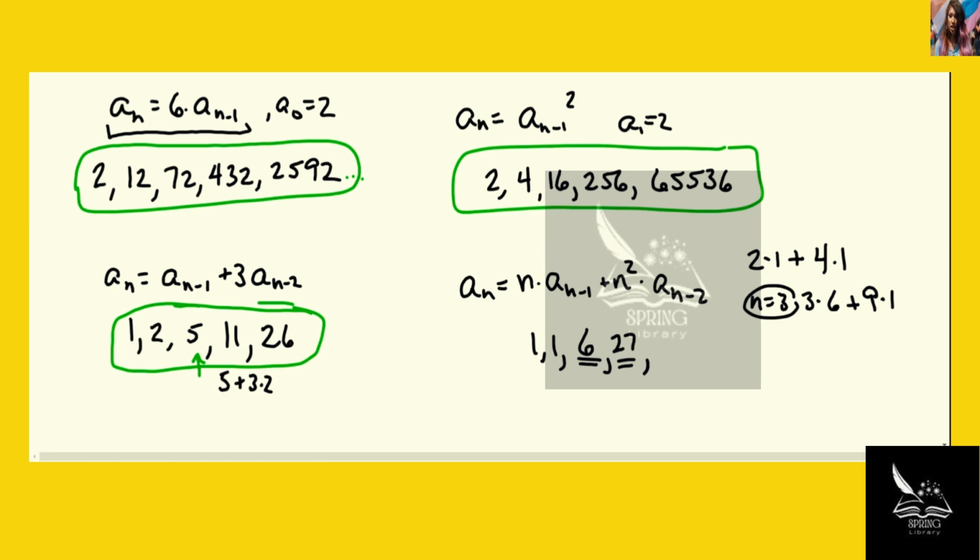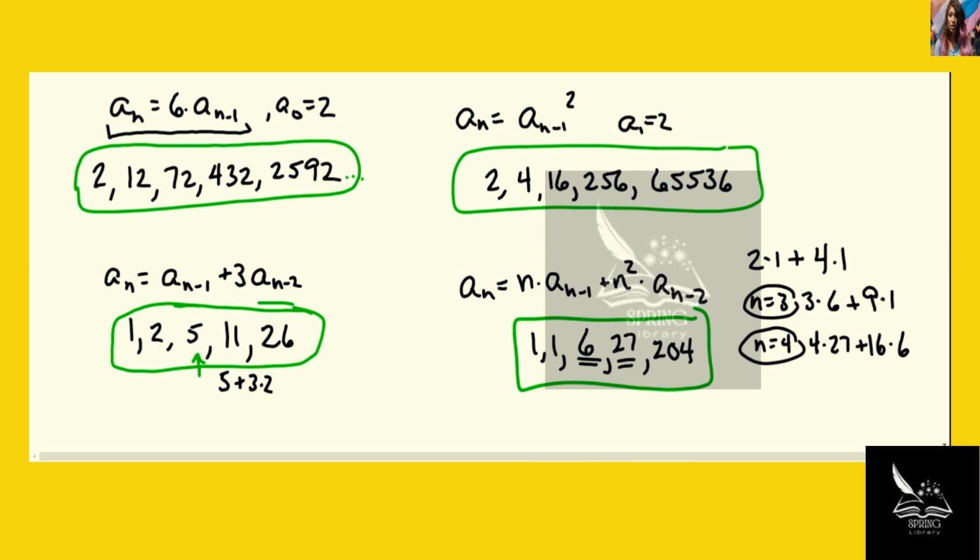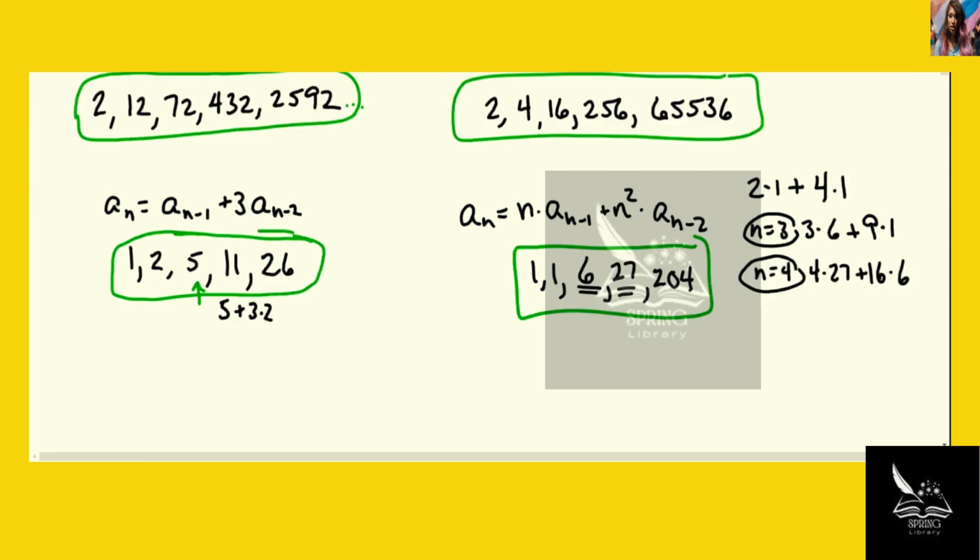And our last one, now n is going to be 4. So I have 4 times the prior one, which is 4 times 27. n squared, that's 16, times 2 previous, which is 6. And when I put all of that together, I get 204. So some of these you can do in your head fairly easily. Some of them it helps to write down the intermediate steps just to keep everything straight.